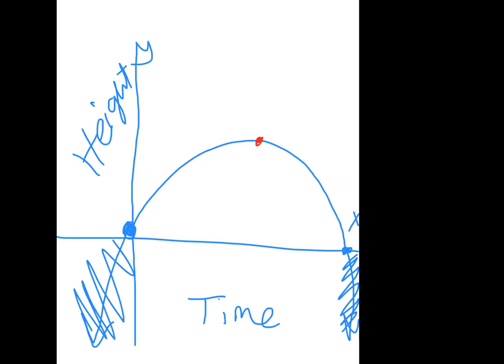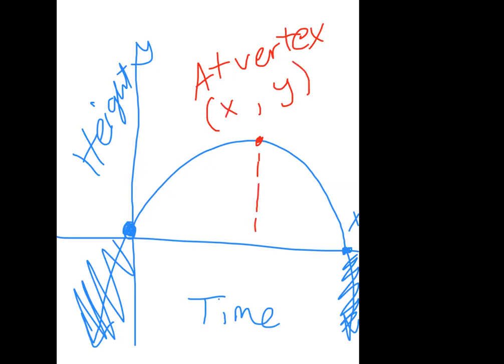So let's write it like this. At the vertex, you're going to have the x coordinate and the y coordinate. They're going to tell you different things. The x coordinate, remember, refers to time. So whatever the x coordinate of your vertex is tells you how long it took to get to that highest point. It doesn't tell you what the highest point is, just how long it took to get there. So this is the time it took to get to the highest point.